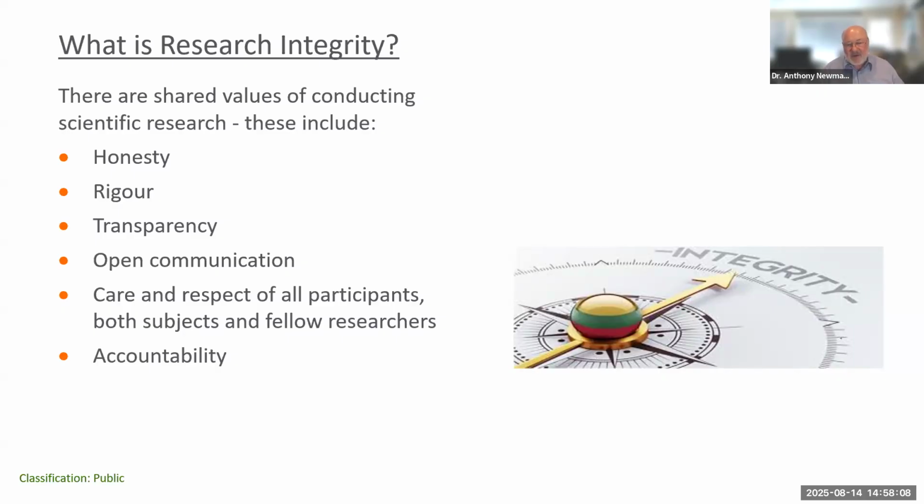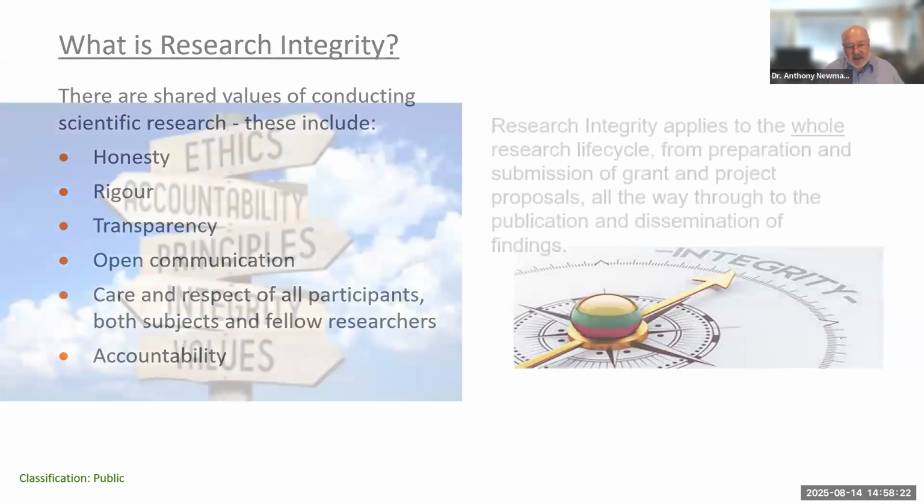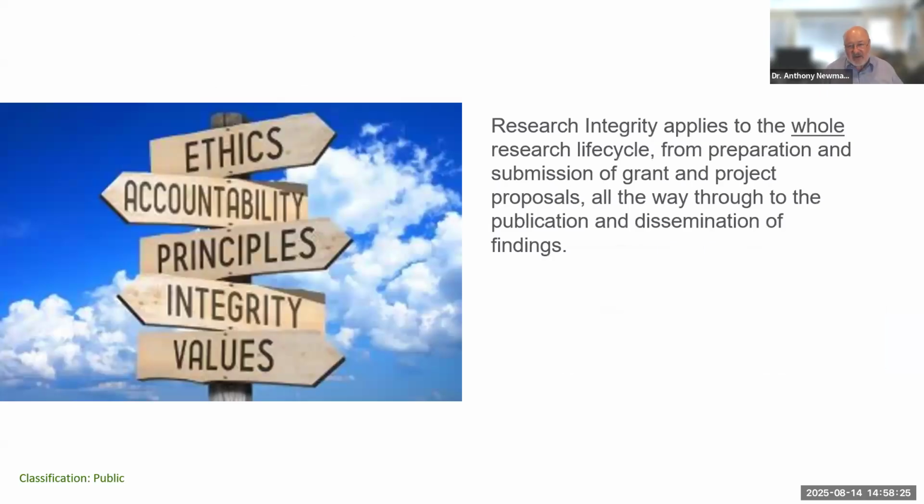So shared values: honesty, rigor, transparency, essential transparency, open communication, respecting all participants, and of course being accountable for any actions that you're reporting. This whole area of research integrity is not just the publishing aspect, it's everything: preparation, grant proposal, project proposal, and then of course your publication, and then afterwards distributing the findings in some way. This is just a part of the quality that you have to hold yourself to in the research world.